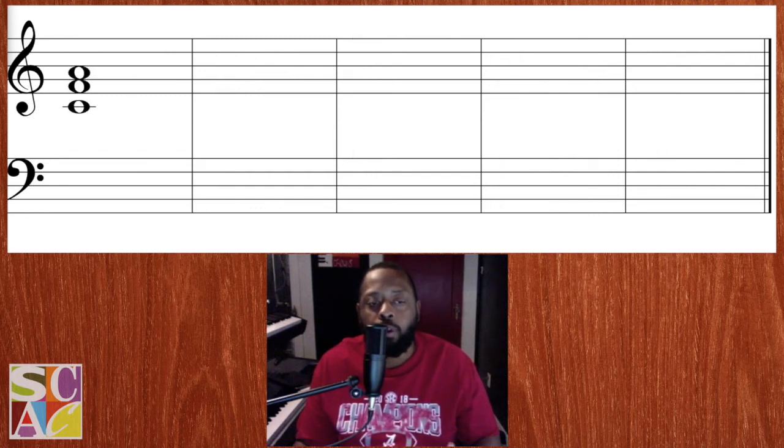Finally, we have the chord in second position. We're still using F, A, and C, and it's still considered an F major triad, but now the C is on the bottom. So now we're going to spell it C, F, and A. This is the F major triad in second position.